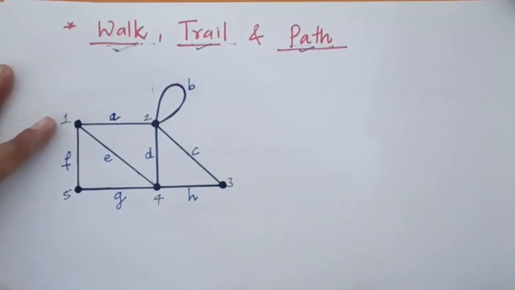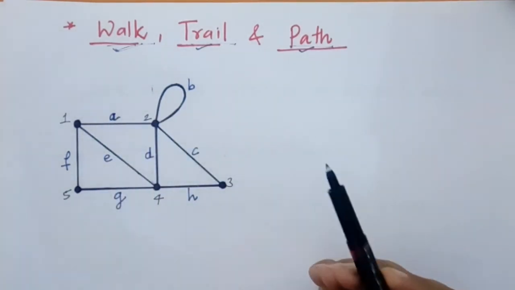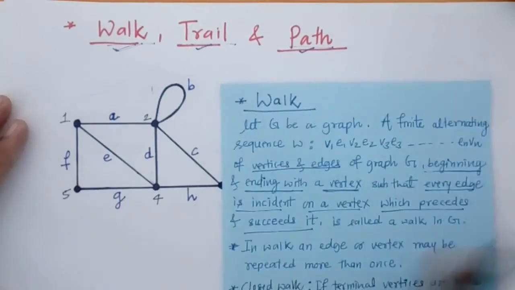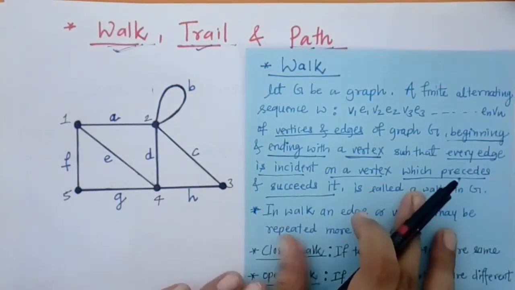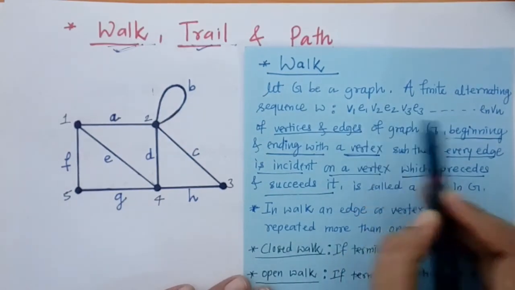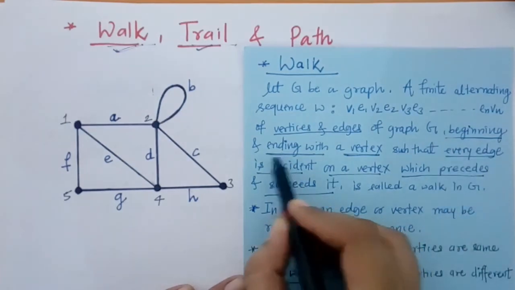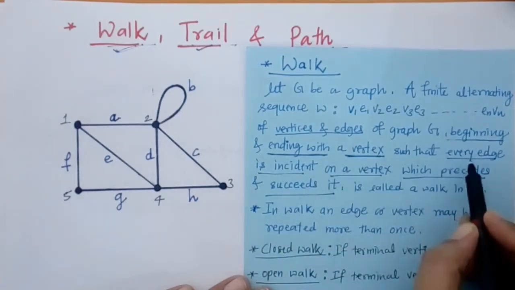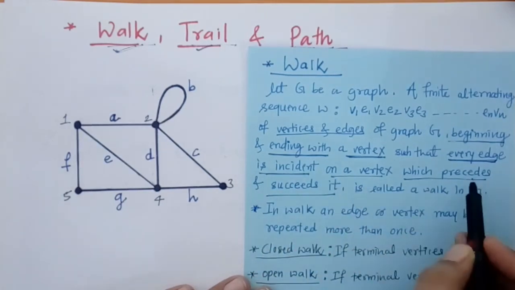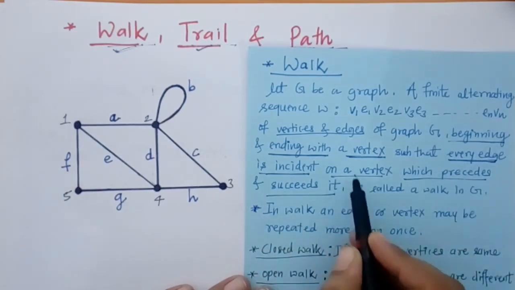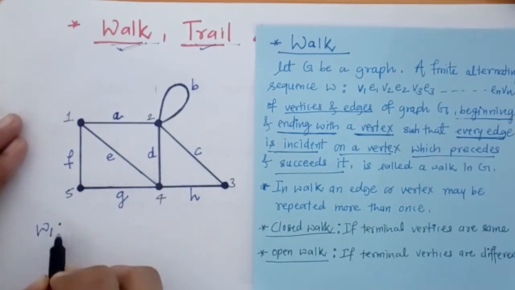Hello everyone. Today we are going to see walk, trail and path for a given graph. Now if we have graph G with n vertices and n edges, then a walk is an alternating sequence of vertices and edges of the given graph, beginning and ending with a vertex, such that every edge is incident on the vertex which precedes and succeeds that edge. Now if we take a walk, this is here.